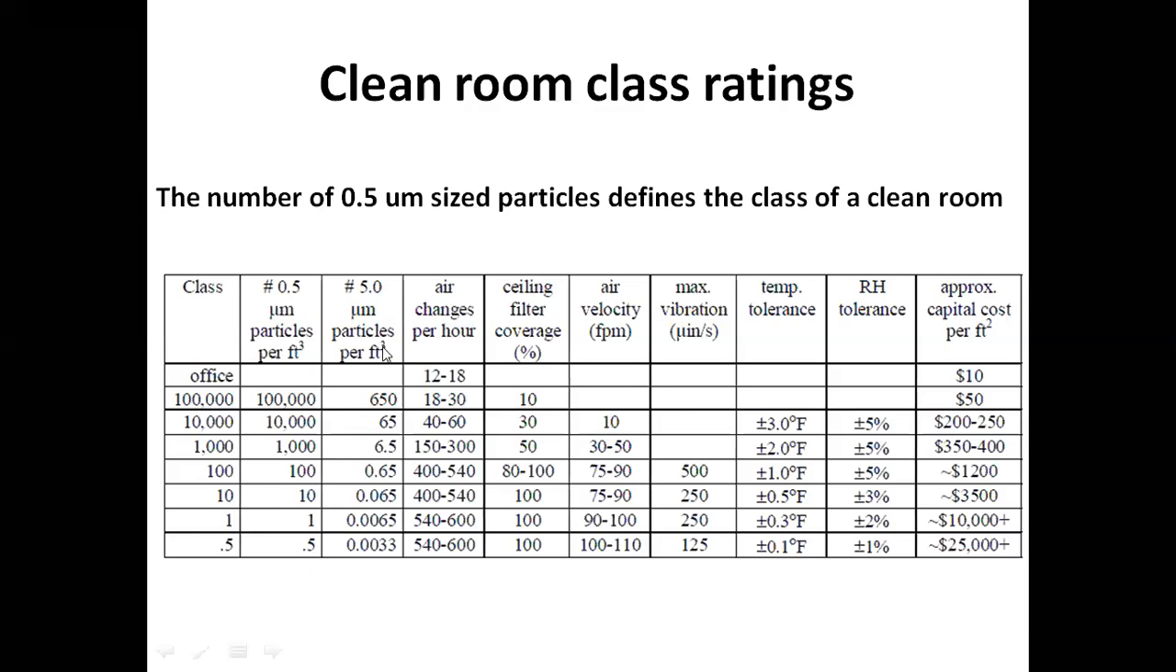Also, you could see beside 2.5 size particles inside the room, there would be other size particles, for example, 5 micrometer size particles per cubic feet. Those are allowed in these class ratings. 100,000, there would be 650, 10,000, 65, 1,000, 6.5, 100, 0.65, similarly 0.5, 6.003.